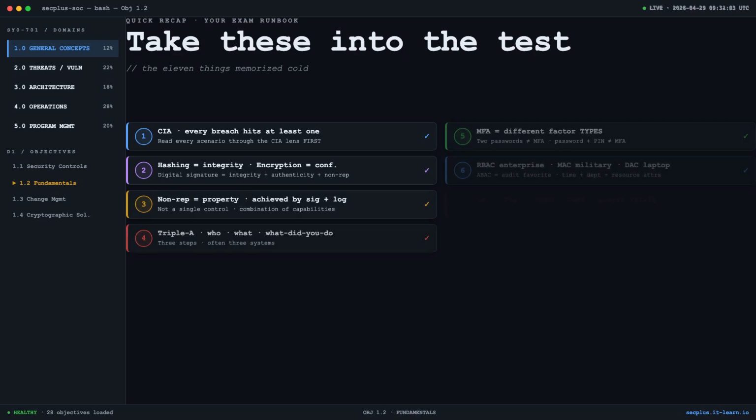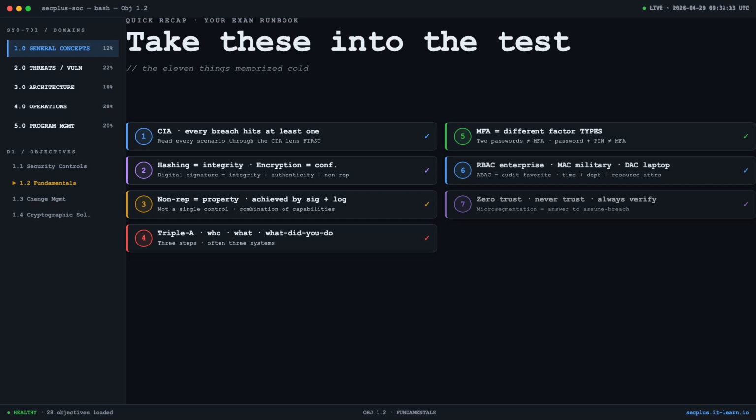6. Gap analysis compares current state to a chosen framework. NIST, ISO, CIS, HIPAA, PCI. 7. Zero trust. Never trust, always verify. Microsegmentation limits lateral movement. Identity is the new perimeter. 8. Bollards stop vehicles. Mantraps stop tailgating. Don't generalize the physical controls.